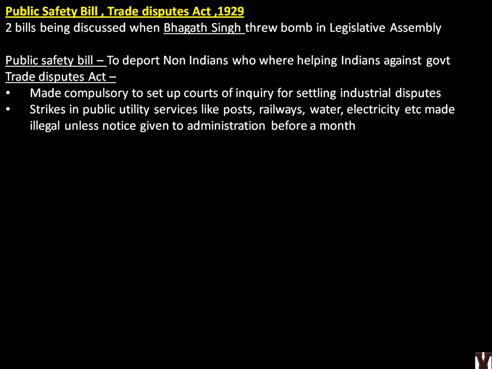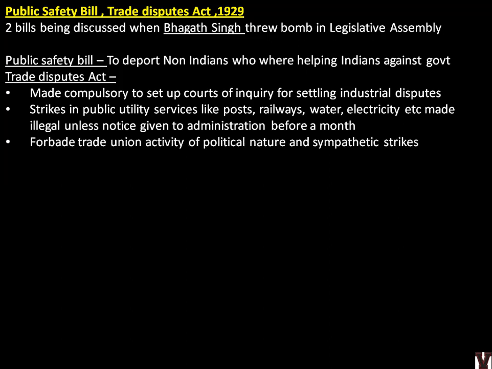Strikes in public utility services like post, railways, water, electricity. That is, if it is a beneficial or consumer service, a public service, and the industries go on strike, they should give notice one month before. It is not that they suddenly go on strike and trouble the citizens. So that was another clause. It forbade trade union activity of a political nature and sympathetic strikes. So politically related strikes or any violent reaction was totally forbidden.